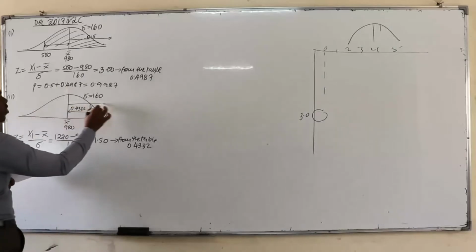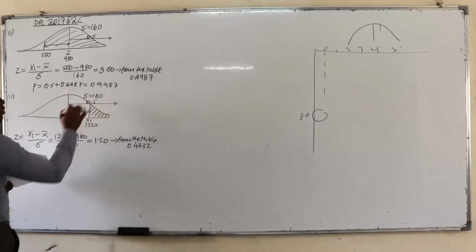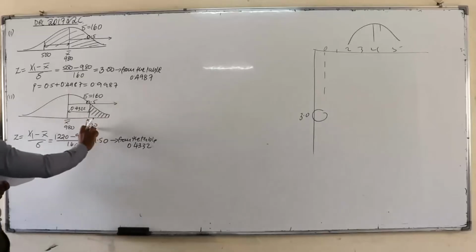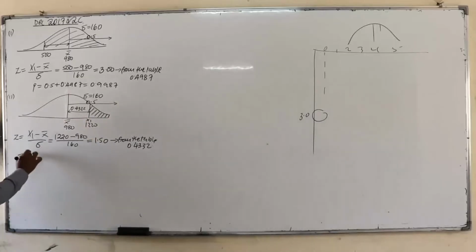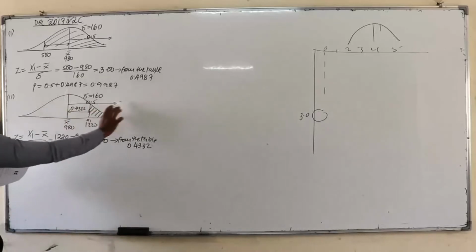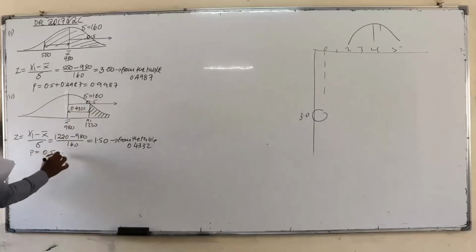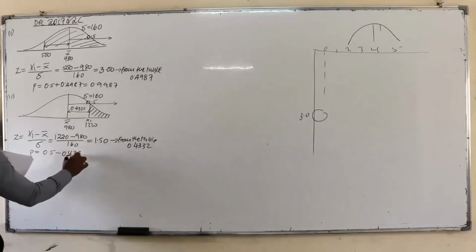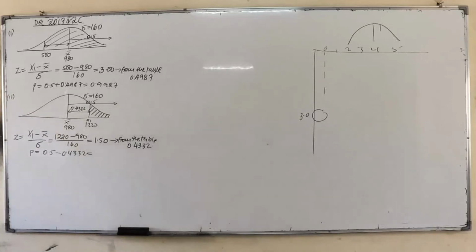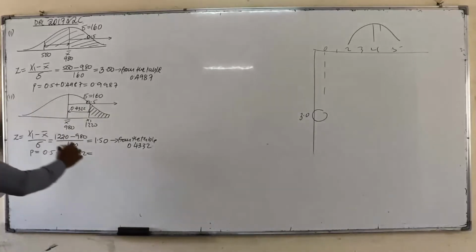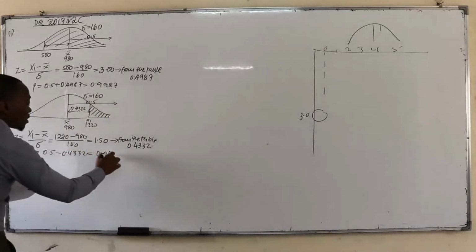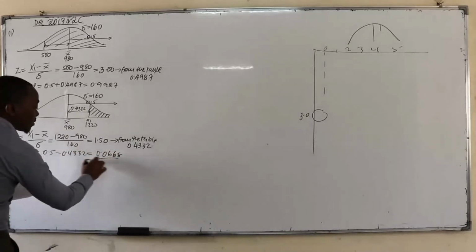We know that all this is a half. Now we want the shaded part greater than 1220. So therefore to get the probability, you take the entire half, which is 0.5, you eliminate this 0.4332 to get now above 1220. And you get 0.0668, right? Good.